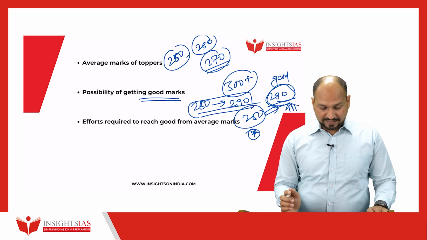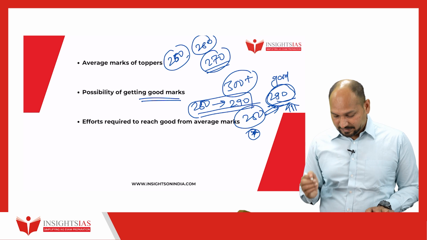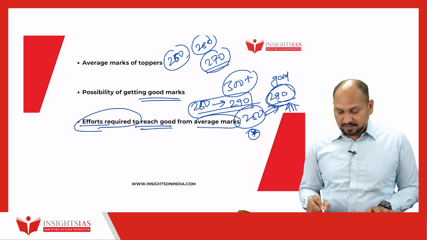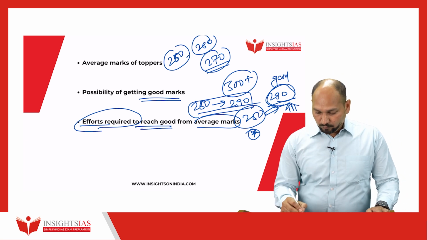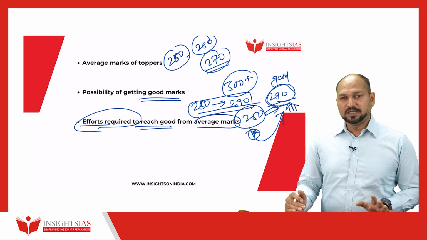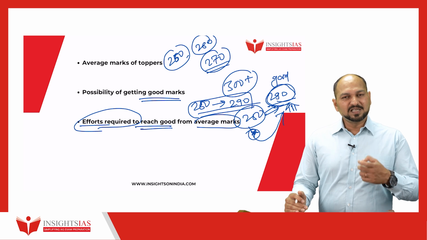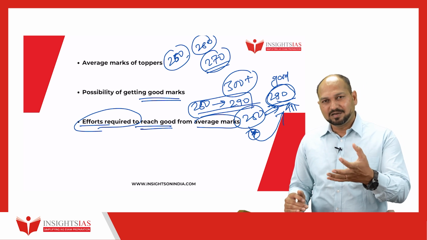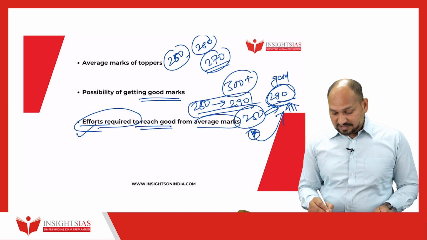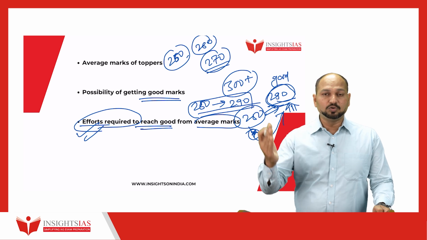Then again, a very important point from my perspective is the efforts required to reach good marks from average marks. Sometimes it is quite possible to go from 250 to 290, but how much effort do you require? Some optionals require a lot of effort to even increase 10 or 15 marks. But in some optionals, if you put in adequate effort, it is very easy to reach that good mark. So always consider the efforts required to reach from average marks to good marks.